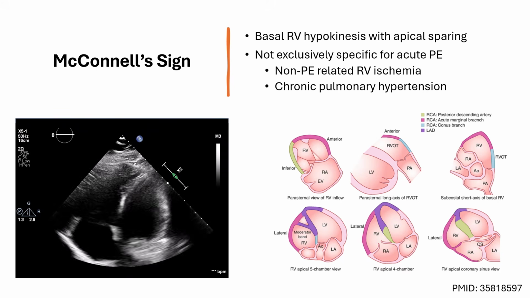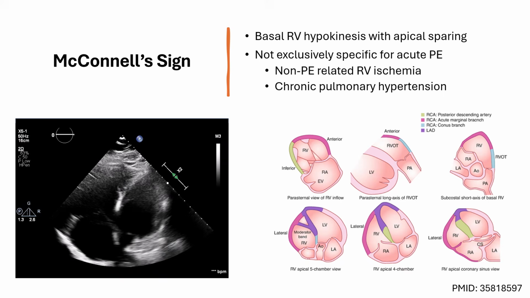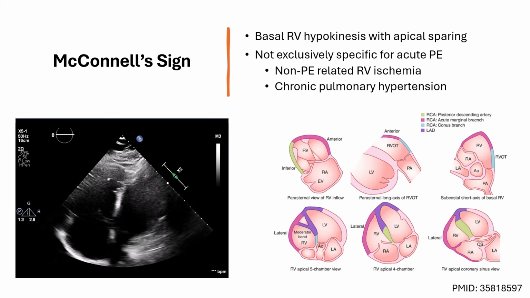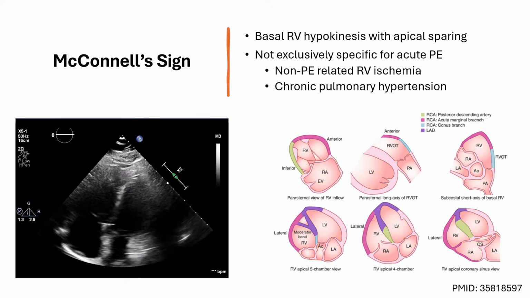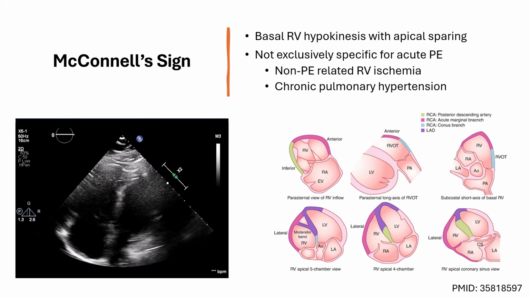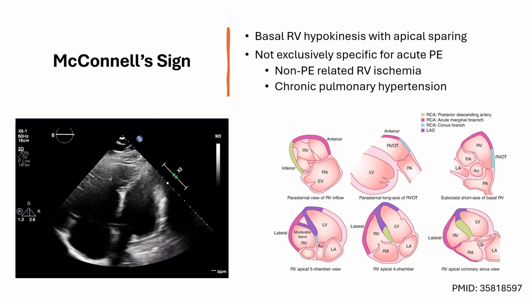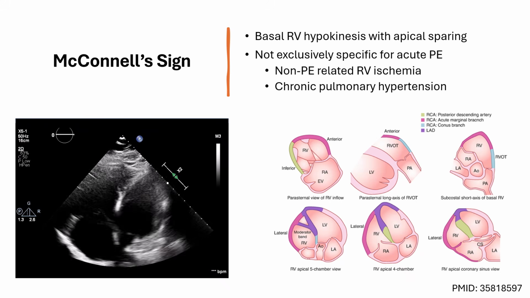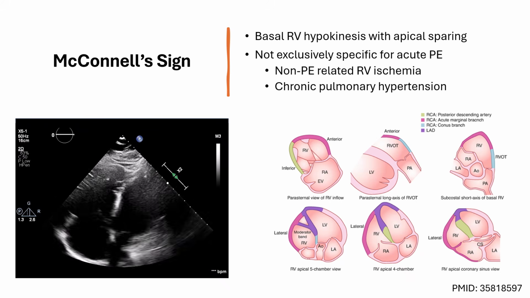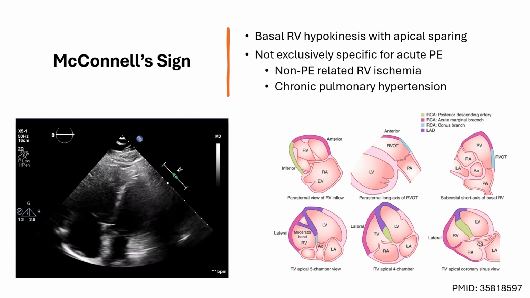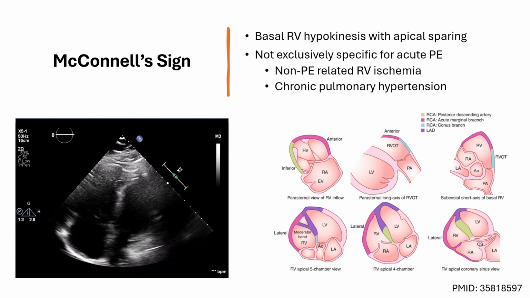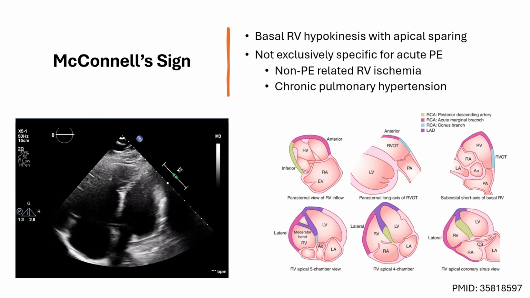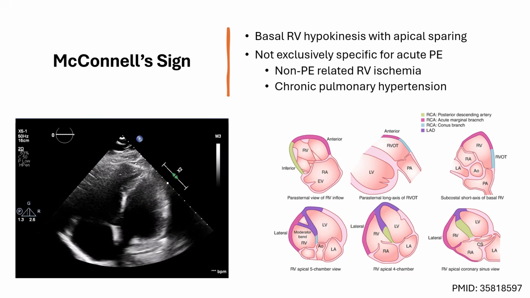For example, cases of non-PE related right ventricular ischemia can sometimes lead to McConnell sign. This is because the RV free wall is usually supplied by the RCA and the apical part of the right ventricle is usually supplied by the LAD. In cases of RCA ischemia and non-diseased LAD, the patient can present with McConnell sign. Again, it is very important to know the broad differential diagnosis for McConnell sign. Nevertheless, it's probably one of the most specific signs on echocardiography for acute pulmonary embolism and should be known.